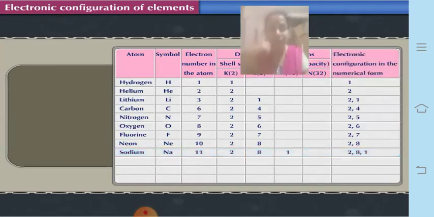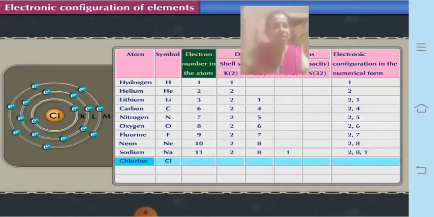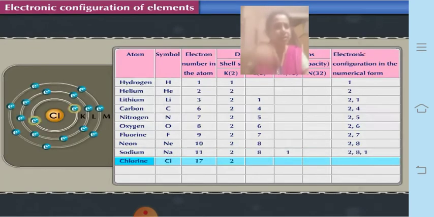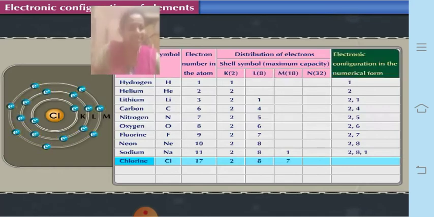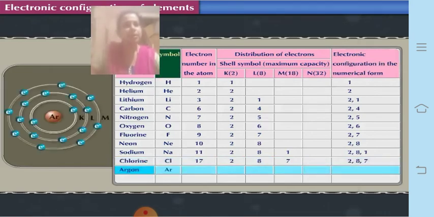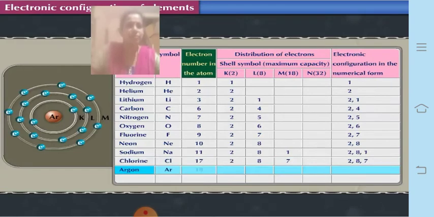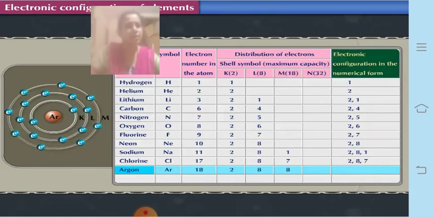Then we have chlorine, whose symbol is capital C and small l. So Cl, and it has 17 electrons. The first shell, the K shell, has 2. The second, L shell, has 8 and 7 electrons are in the M shell. So 2, 8, 7 is the electronic configuration of chlorine. Then we have argon, whose all 3 shells are filled. The symbol is capital A, small r. The number of electrons is 18, so the K shell has 2 electrons, the L shell has 8 electrons, and the M shell also has 8 electrons. So its electronic configuration is 2, 8, 8.